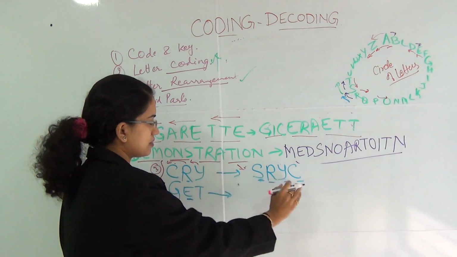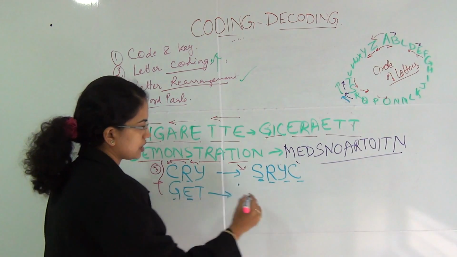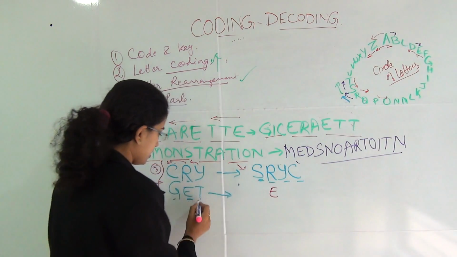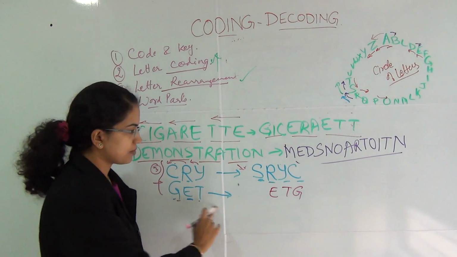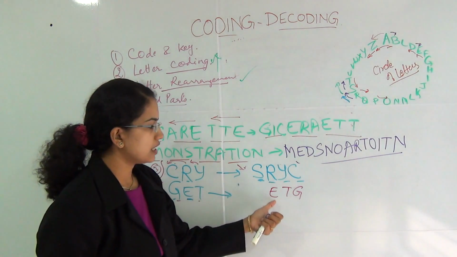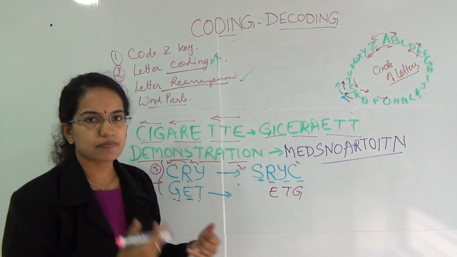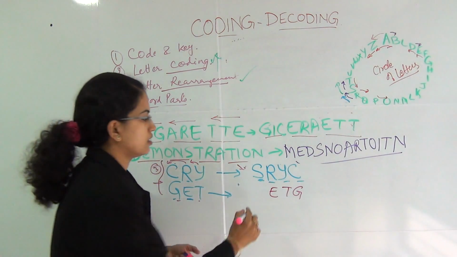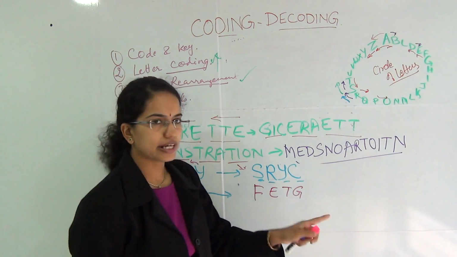So if this becomes this, what would get become? First of all, let me convert these three letters. It should be E, then T and then G. These would be the rearrangement of these three letters. Now what comes after E would come here. So after E, if I say it's A, B, C, D, E, F, then that means F should come here and this would be the correct answer.